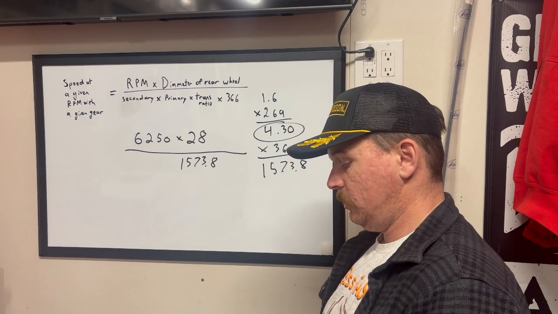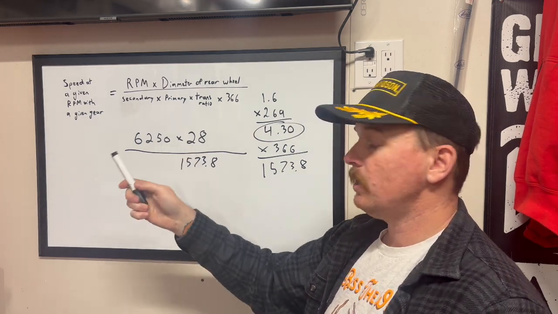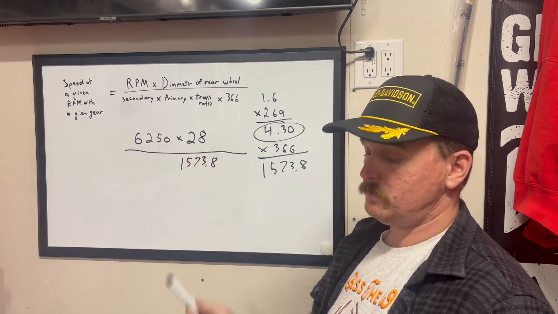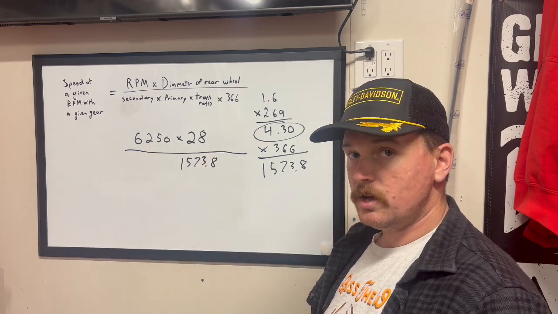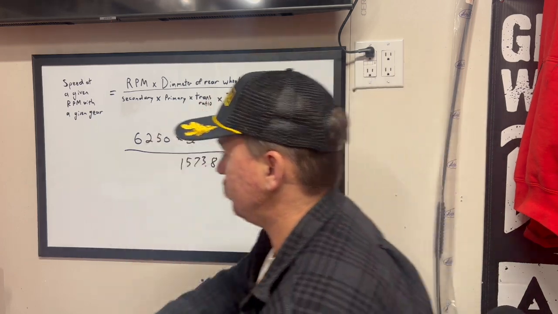Then the next thing we're going to do is calculate this up here. We take our 6,250, multiply it times 28, and that gets us 175,000.